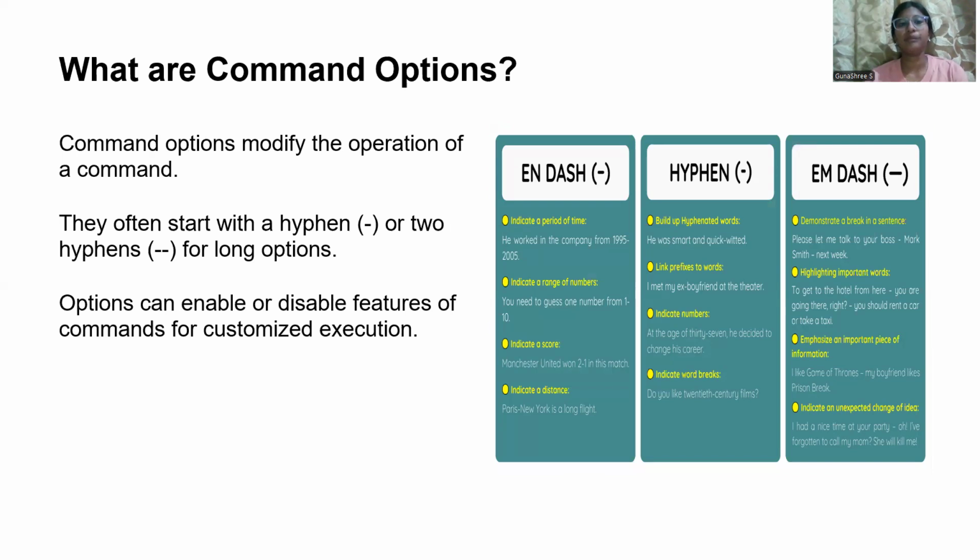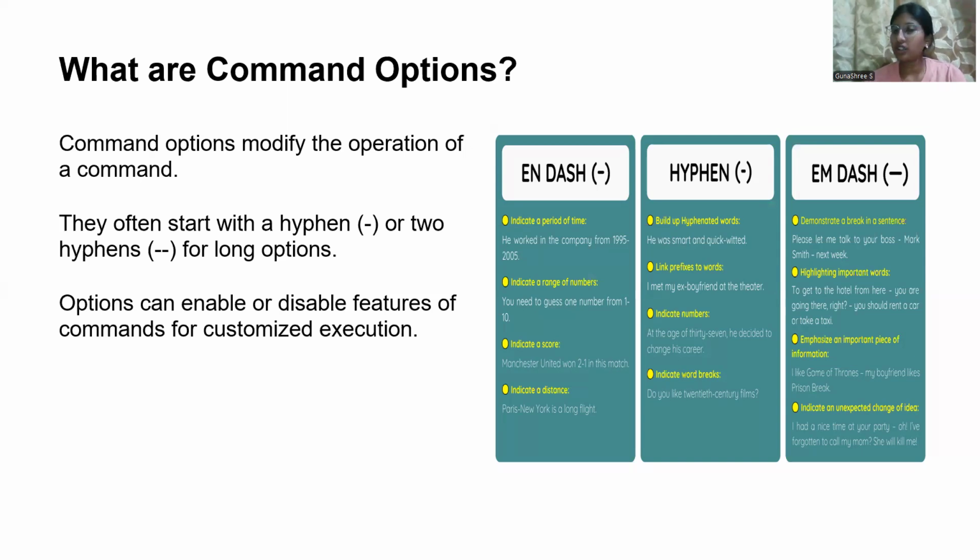So what are the command options that are available in Unix? The first thing is these options will help to modify the operation of a command. They start with a hyphen, or two hyphens for a long option, and these options can also be enabled or disabled for customization of the execution. So what does a single dash or hyphen represent? It will indicate a period of time, a range of numbers to indicate a score or a distance, whereas a hyphen is also used for hyphenated words like quick-witted, workaholic, to link prefixes in words, and to indicate numbers sometimes, and also word breaks like 20th century.